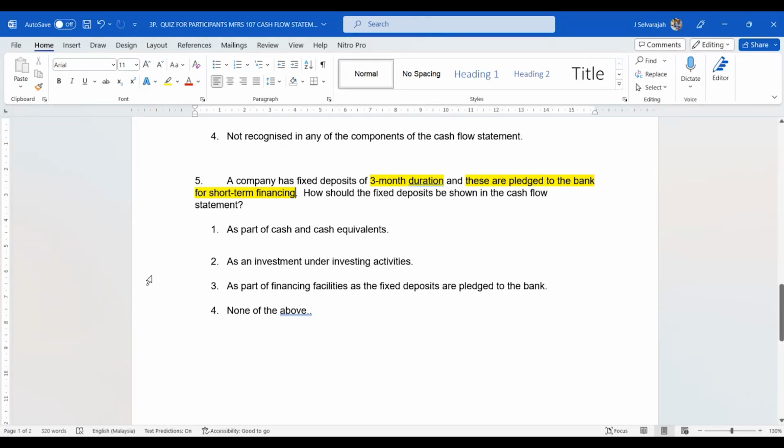This is short-term. So when they are pledged to a bank, they can never be cash and cash equivalent. Cash and cash equivalent means that you must be able to take it out anytime. Although the duration is 3 months, they are pledged to the bank. Unless we say that the pledge to the bank and the short-term financing is only 3 months.